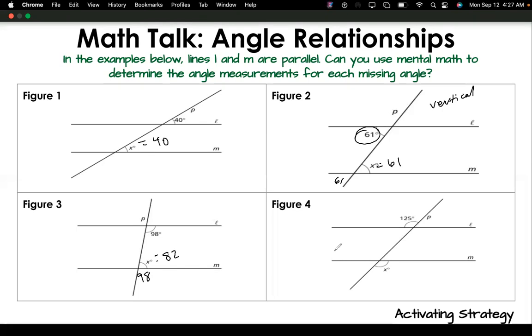Take a second, try number 4. Okay, so I'm going to translate this down here. And since they are vertical angles, X is going to equal 125. So normally these are going to be either equal, or you're going to subtract from 180 and then solve for the angle. It's probably one of those two things in these scenarios.